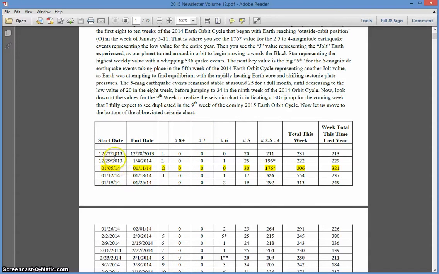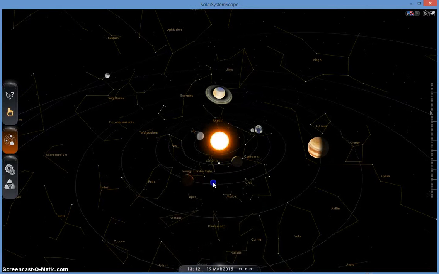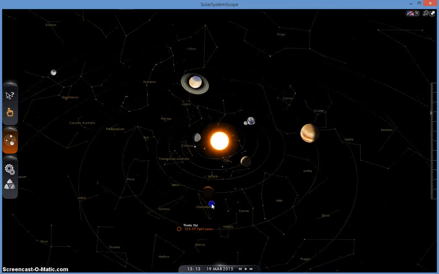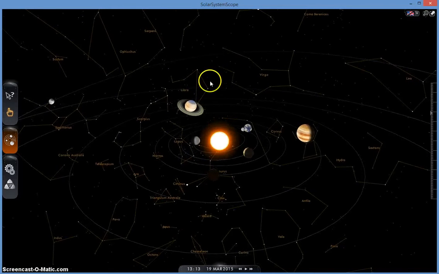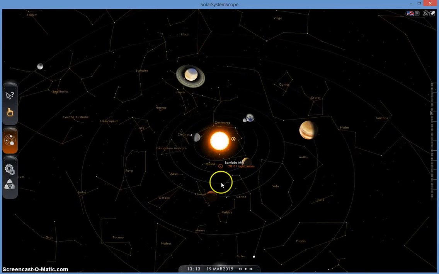See the transition in the 2013 to 2014 orbit cycle here at outside orbit position. And what that means is that's the time that the Earth made the 90-degree angle relative to the black star, the black star being in this line somewhere. When the Earth comes around and makes this 90-degree angle right here, we pass behind the Sun relative to the black star, November the 15th. We pass outside orbit position over here, making that 90-degree angle around the last week in January.